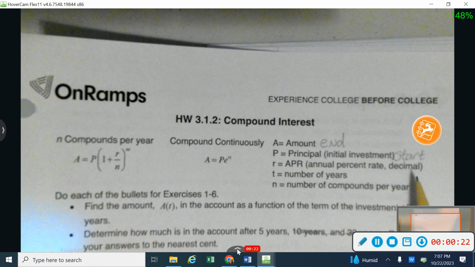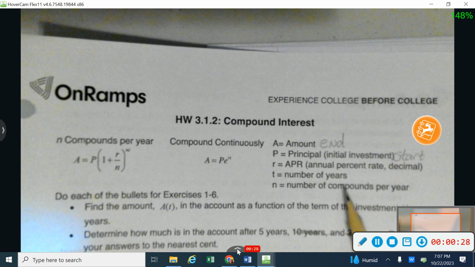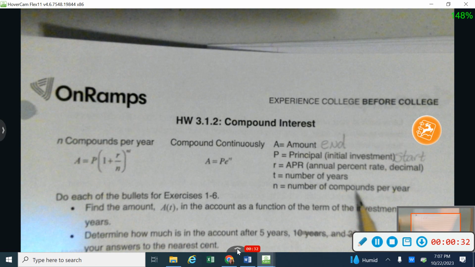Let me remind you with the rate, be sure you change that into a decimal. When we're working with T, that's going to be our number of years, our time in years. And then N is the number of compounds or the number of times per year. So number of times per year, if we're talking about quarterly, would be 4, that kind of thing.